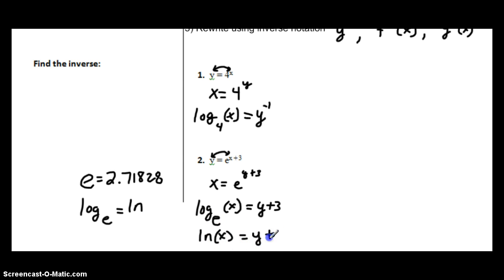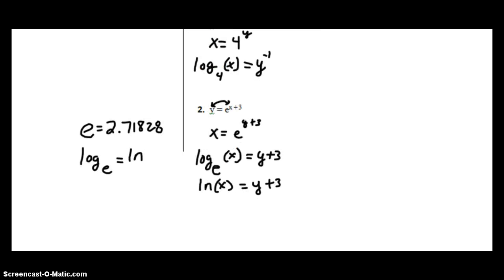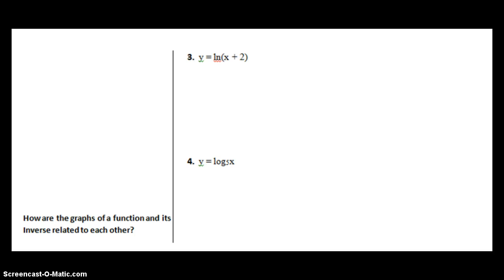Now we have to solve for y. To get y by itself, we have to subtract 3. And y is equal to the ln of x minus 3. So the last step is rewriting with the inverse notation, and so that would be then adding the -1. Okay, we have two more to do.